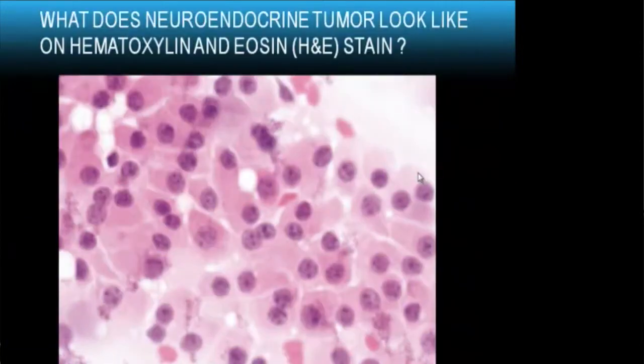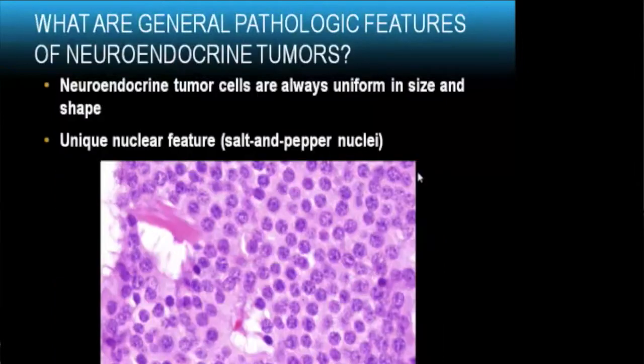So what does a neuroendocrine tumor look like on H&E stained slides? Basically, hematoxylin stains the cell nucleus dark purple, and eosin stains the cytoplasm pink. So I take one example here. This dark purple is the cell nuclei, and this pink background is the cytoplasm.